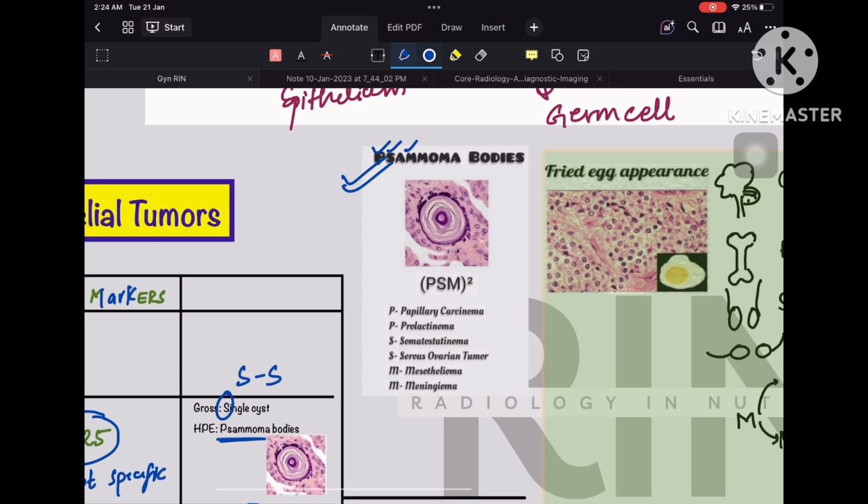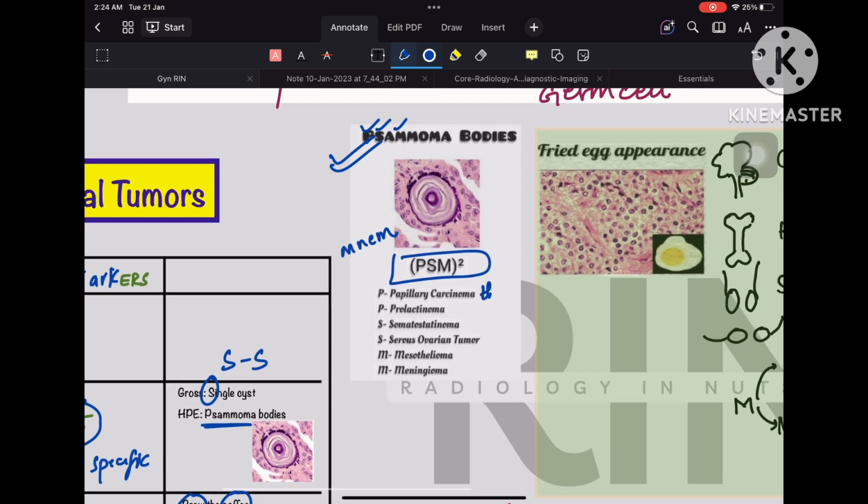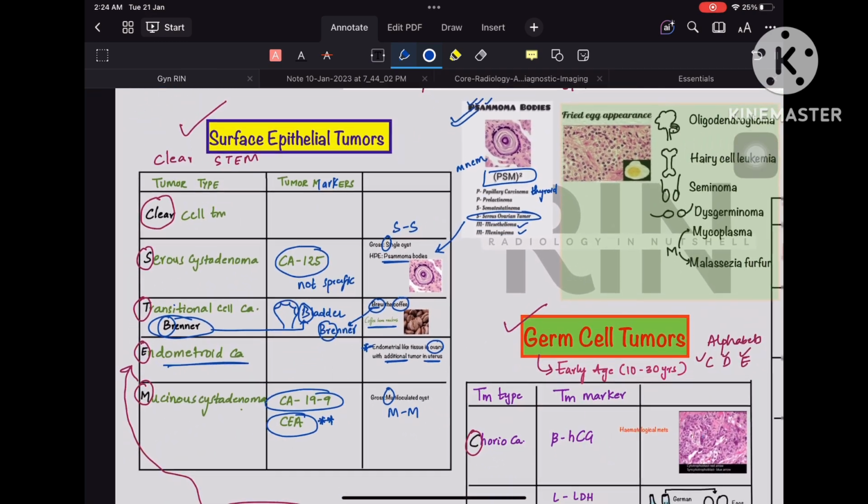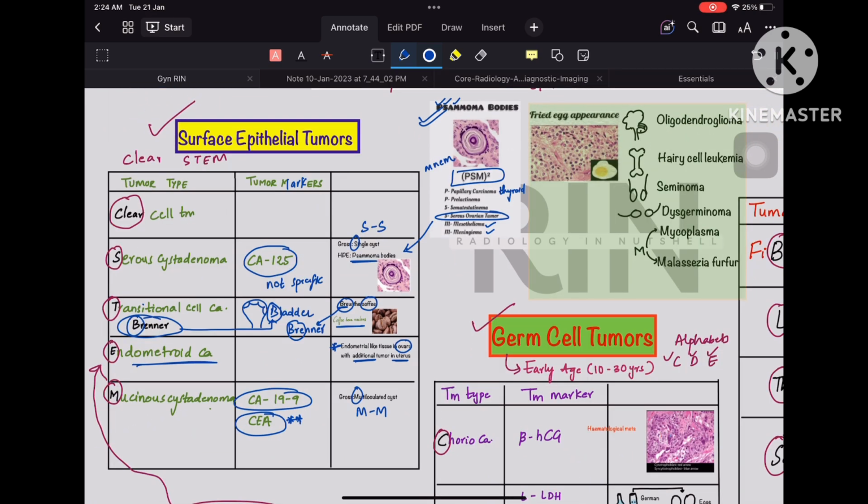Now let us complete the part on psammoma bodies here. This is a well-known mnemonic available all over the internet, PSM square. P is for papillary carcinoma thyroid, another P is prolactinoma, and S is for somatostatinoma and our serous ovarian tumor: single for gross appearance, whereas psammoma bodies are the histopath appearance. And the two M's are mesothelioma and meningiomas. So this completes the psammoma bodies for us.